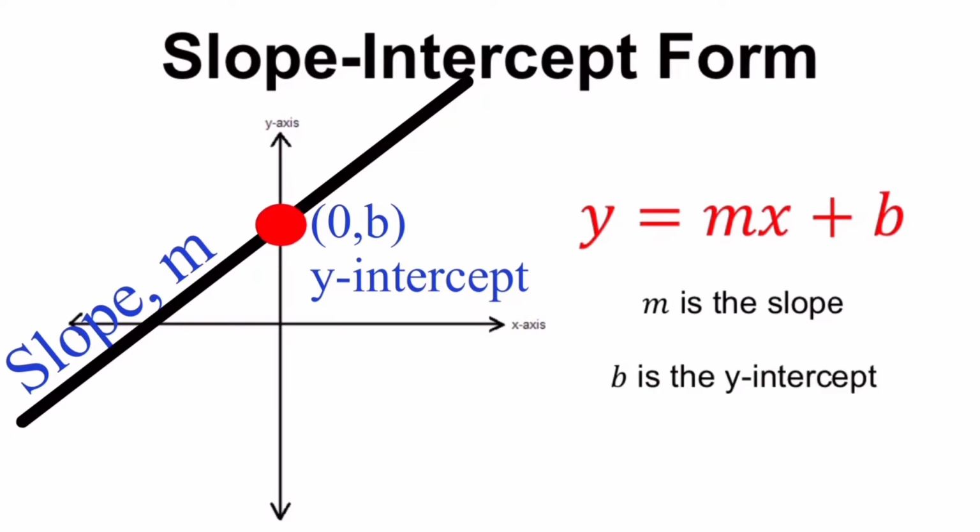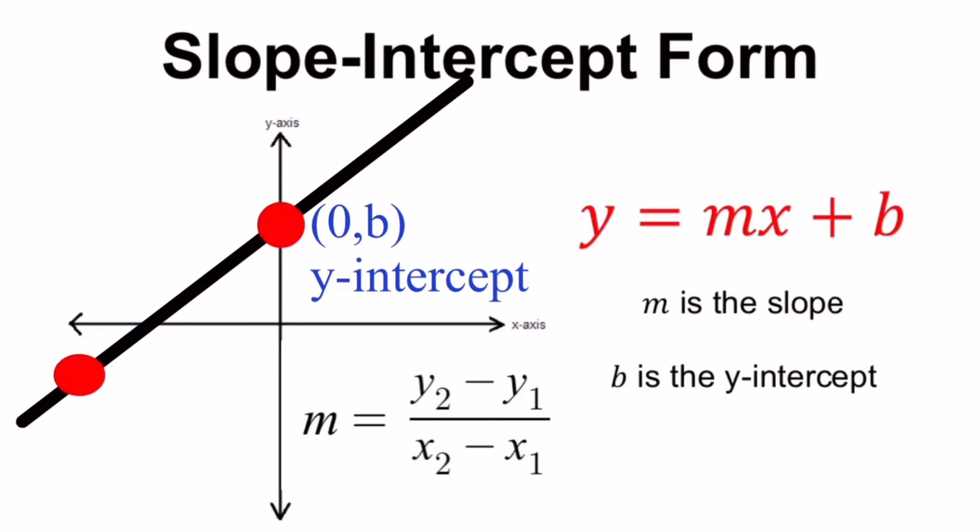On the other hand, sometimes the slope is not given, but another point is given. If another point is given, we can solve for the slope of the line using these two points, and we can still use the equation y equals mx plus b.